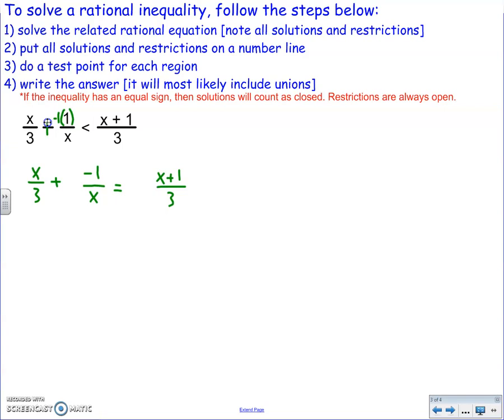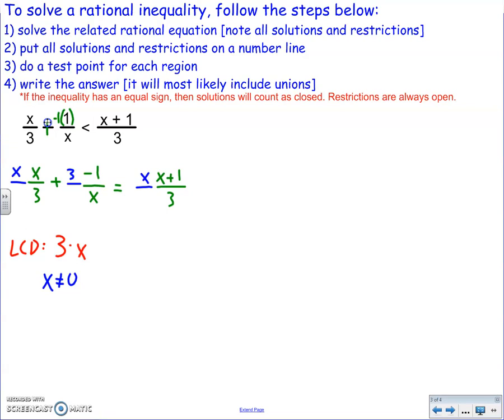I'm going to find the LCD. I see a 3. I see 2 of them, but the most it shows up is 1 time, so I need a 3. Also, I see an x. And that's it. Restrictions: x cannot be 0. I'm going to fix each fraction. The first one is missing an x. The second one is missing a 3. The third one is missing an x. So now everything has 3x on the bottom.